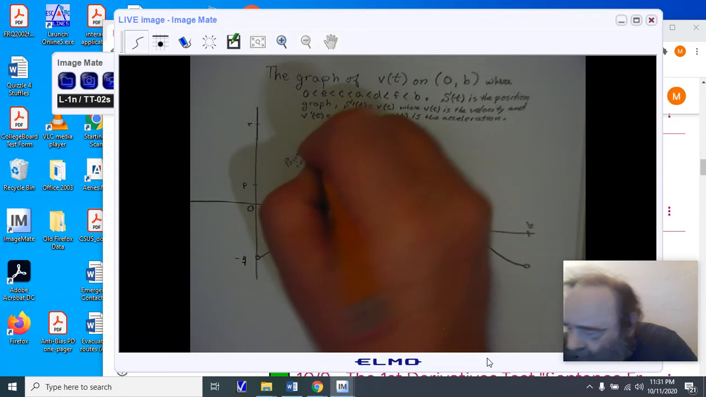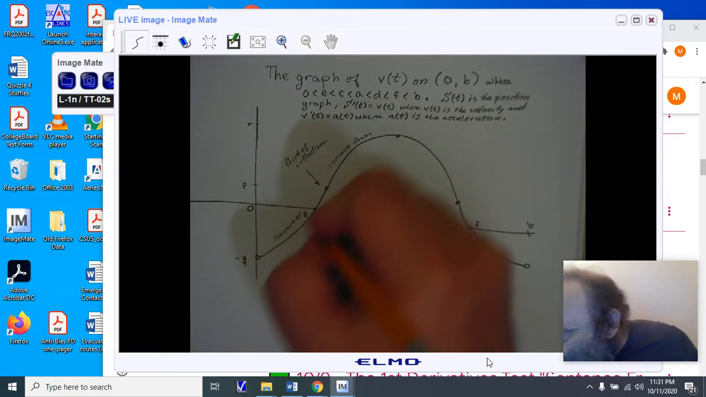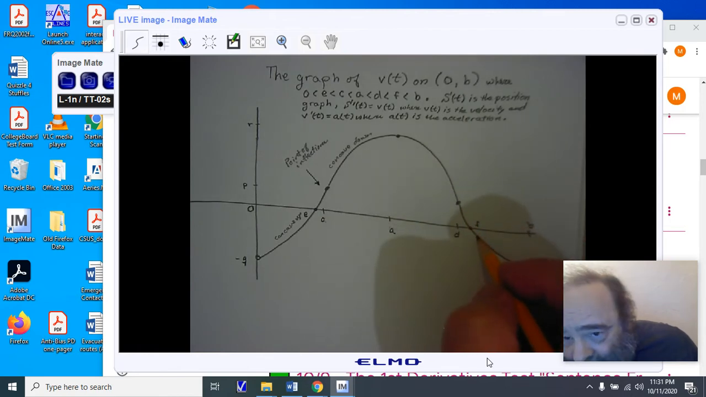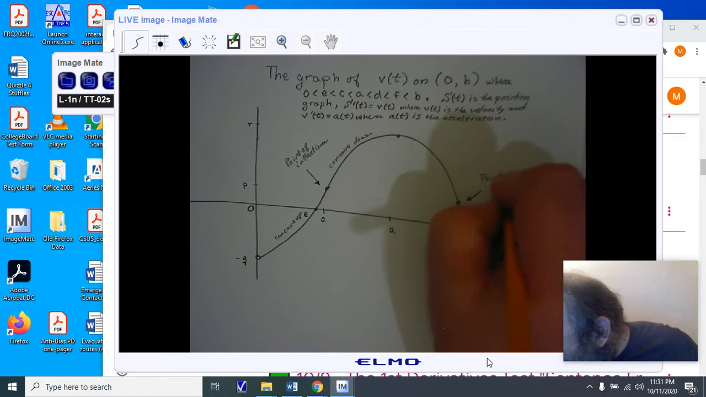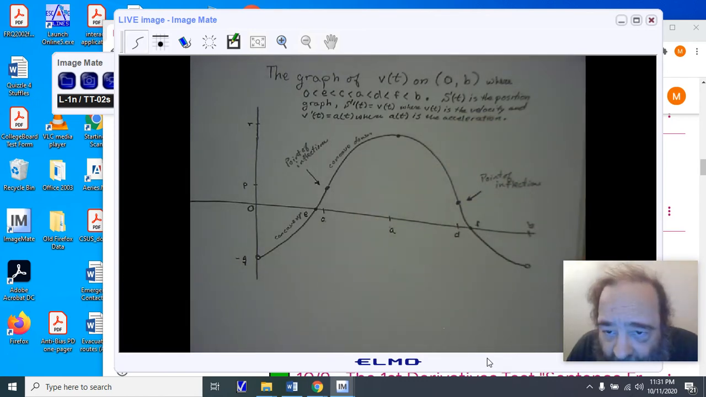Now, a maximum acceleration is at a point of inflection, and we have two of them. We have the maximum increasing acceleration, and we have the maximum decreasing acceleration. Right here we have our point of inflection again, once again, and that's the location of our maximum acceleration of a particle moving.